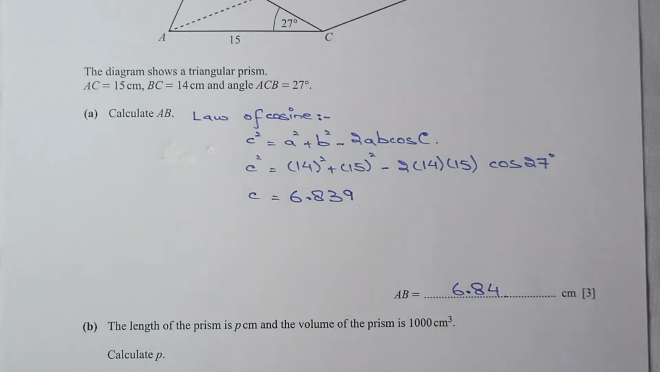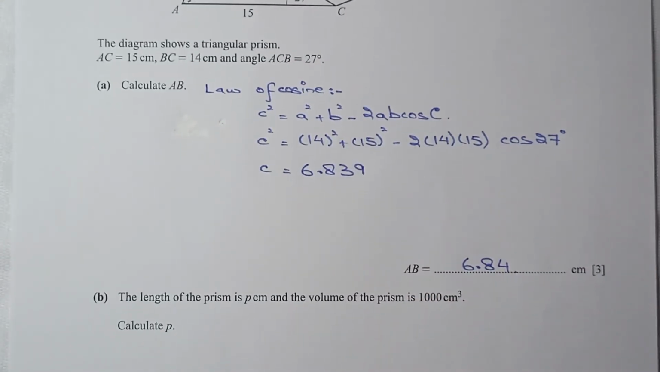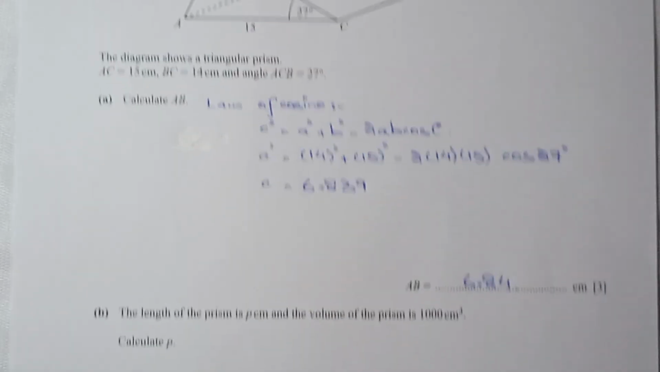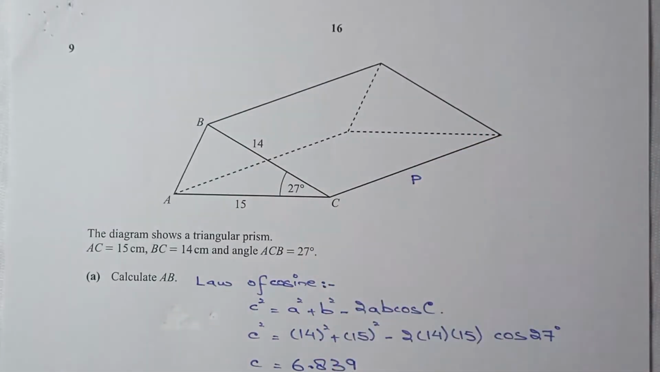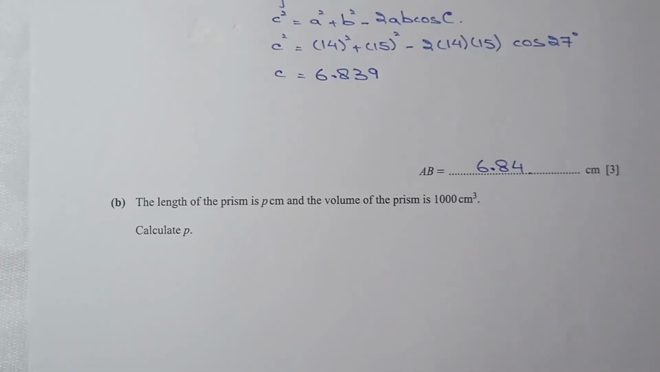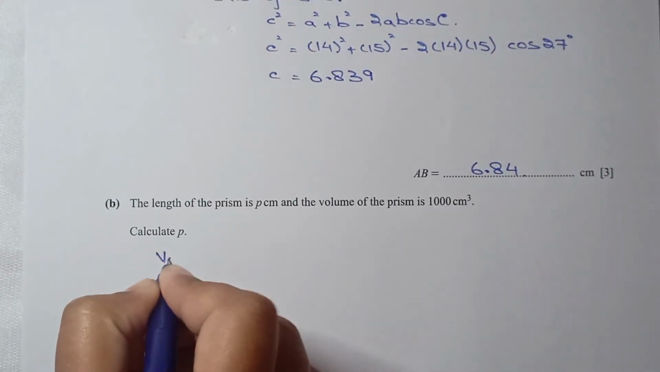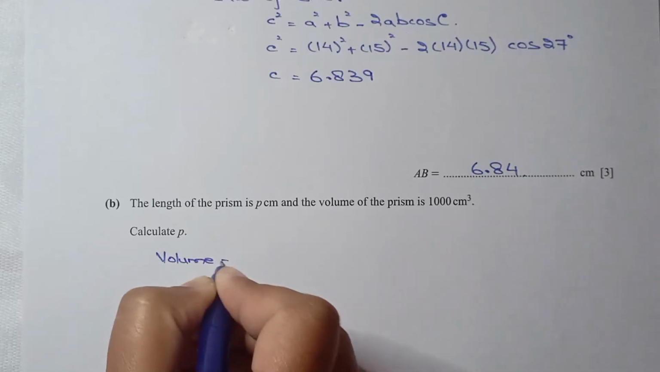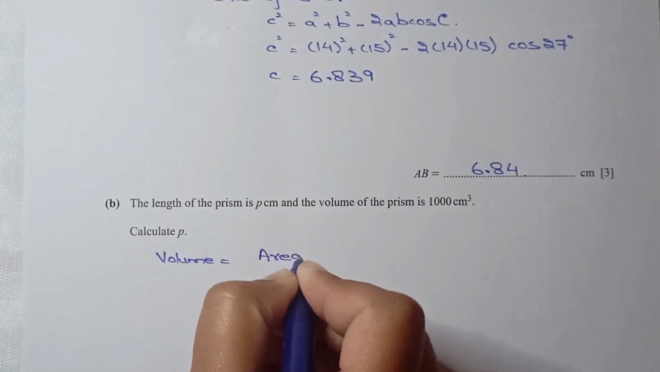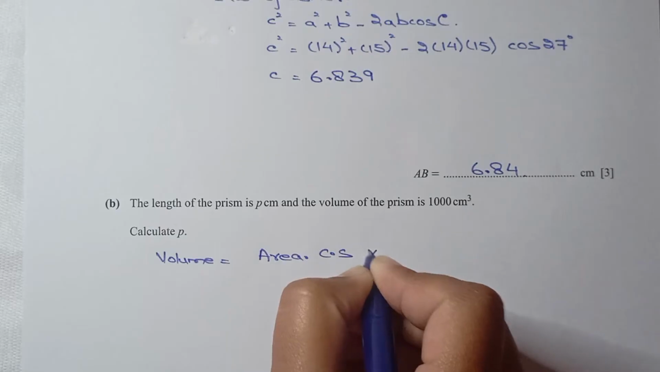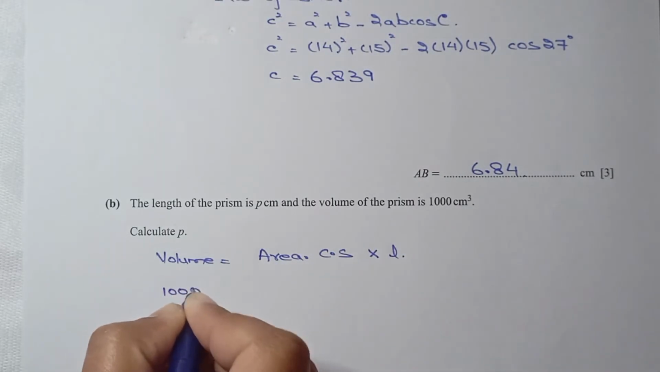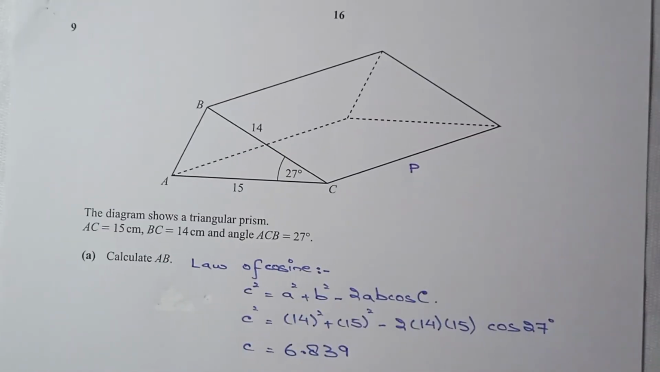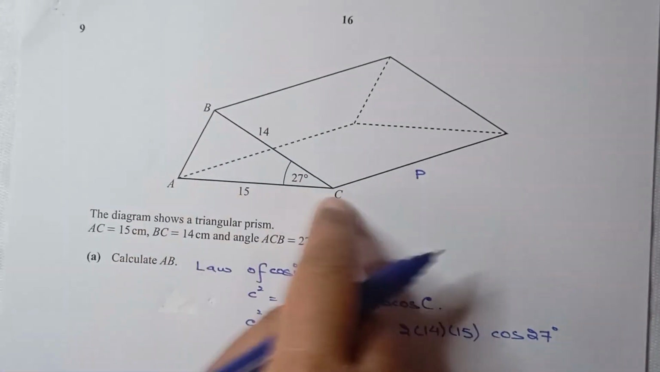Now for the B part, the length of the prism is P centimeter and the volume of the prism is 1000 centimeter cube. Calculate P. As we can see, this is a length. So this length is P centimeter, right? Okay, so we have given the volume. So the formula for volume of any prism is equal to area of cross section multiplied by the length, right? So volume is 1000 and the cross section, as we can see, it is a triangular prism, so the cross sectional area is area of a triangle.